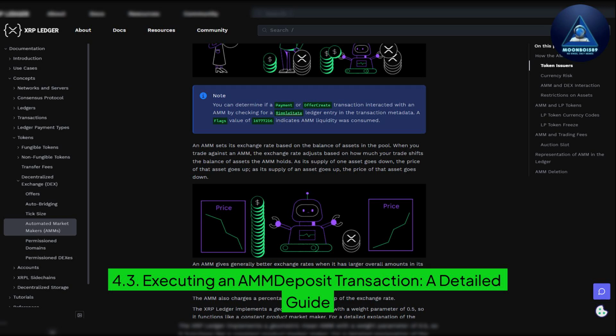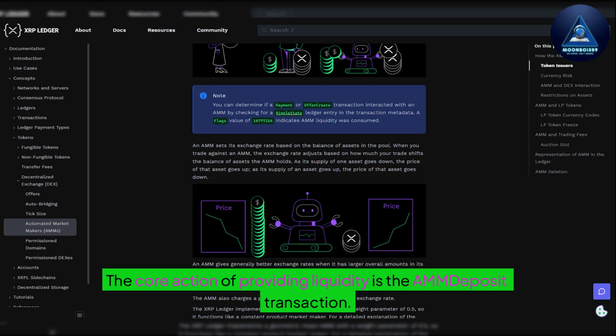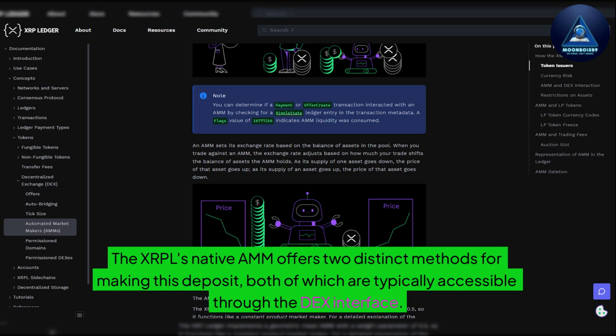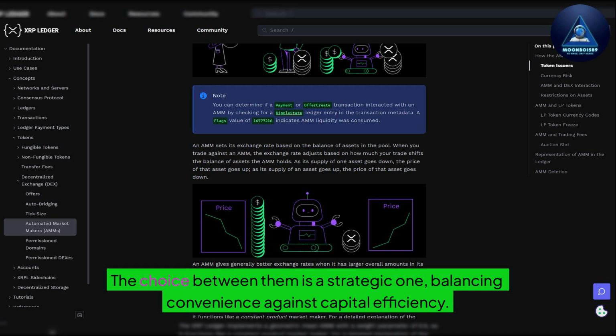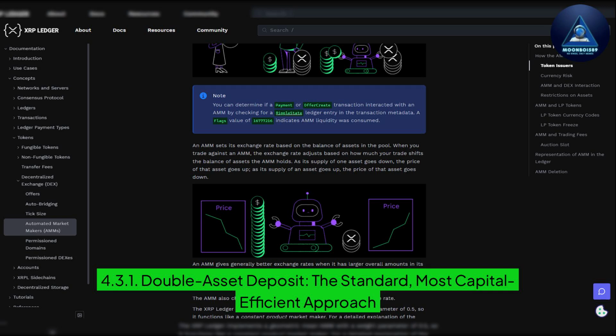4.3. Executing an AMM deposit transaction, a detailed guide. The core action of providing liquidity is the AMM deposit transaction. The XRPL's native AMM offers two distinct methods for making this deposit, both of which are typically accessible through the DEX interface. The choice between them is a strategic one, balancing convenience against capital efficiency. 4.3.1. Double asset deposit, the standard, most capital efficient approach.